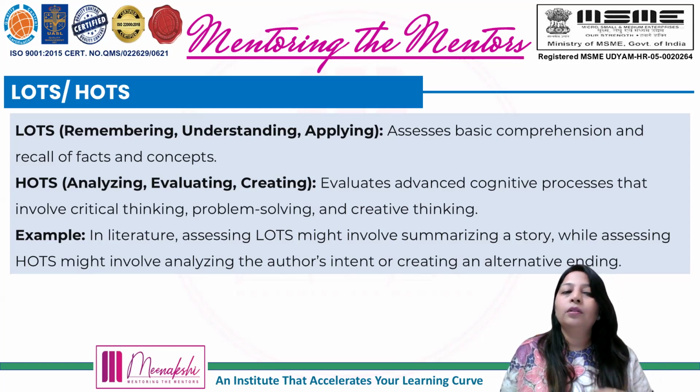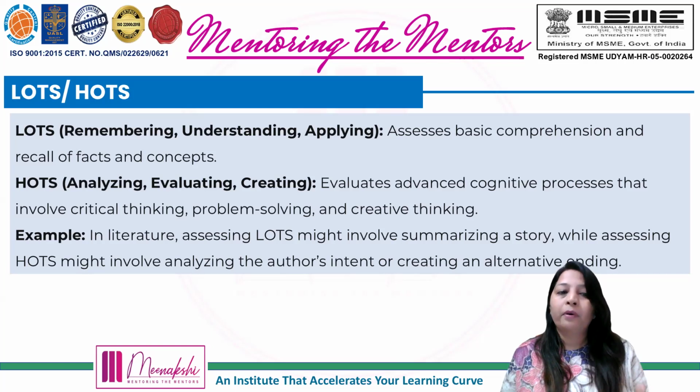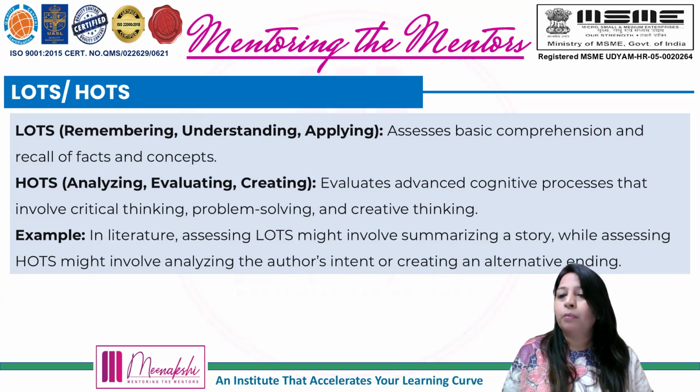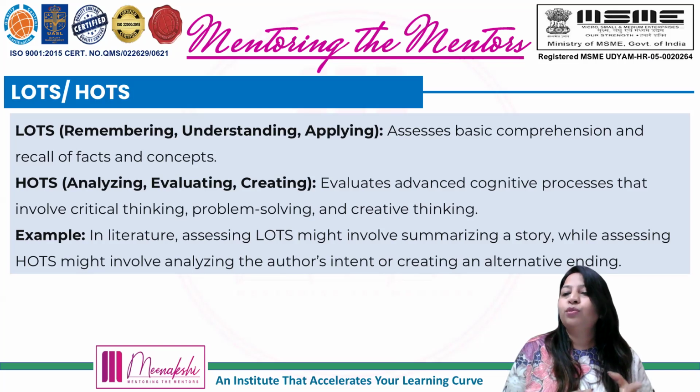or you are going to assess the HOTS, higher order thinking skills. I mean, you want to evaluate advanced cognitive processes that involve critical thinking, problem solving, creativity. All these are higher order thinking skills. So let's now take the example of literature.